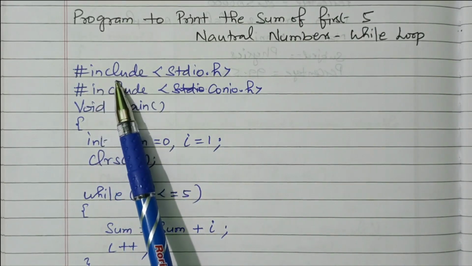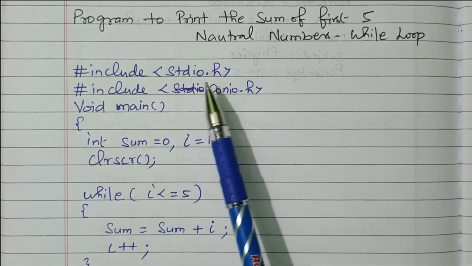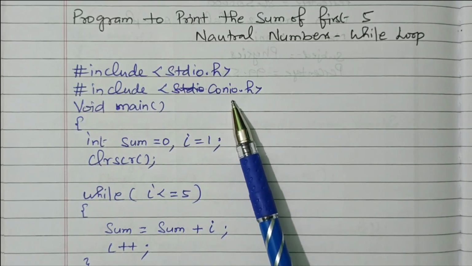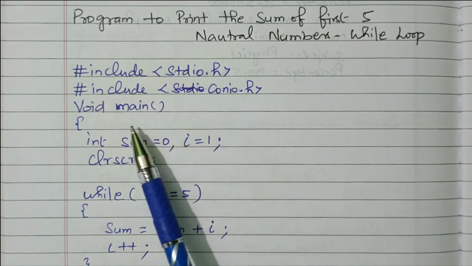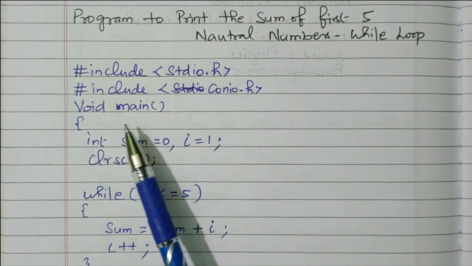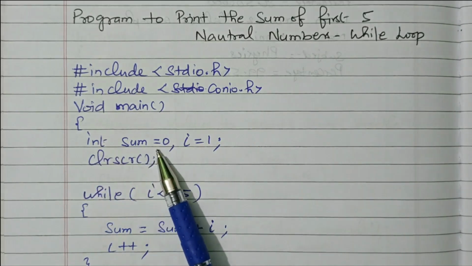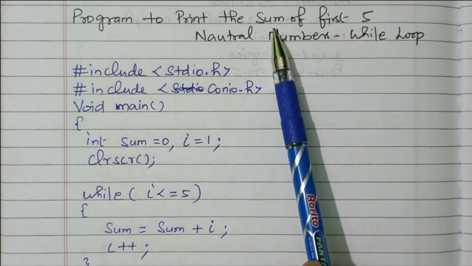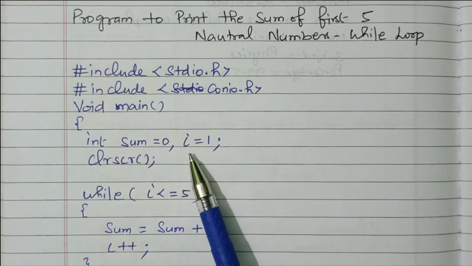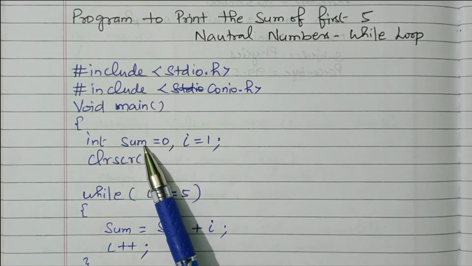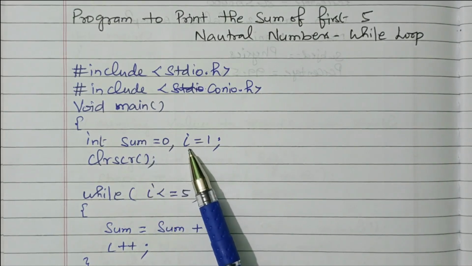First include the header files. Include stdio.h, include conio.h, the standard io header file and the conio header file. Right. Then start the main program, void main, open the brace. Then declare the variable, integer sum equal to 0. This sum of the series we are going to add in this variable sum. In order to generate the numbers, we have one variable I, that is initially I equal to 1, right. We are going to store the value in this variable sum. This is the variable to generate the numbers.